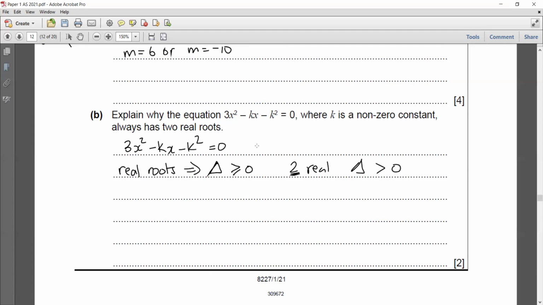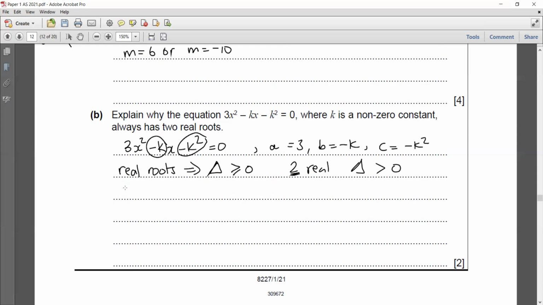So it's already in standard form. Here our A is 3. Our B is negative k, it's whatever is in front of the x, and then our C is negative k squared. So this whole thing, this whole thing over here.